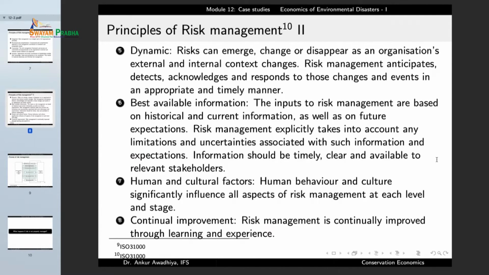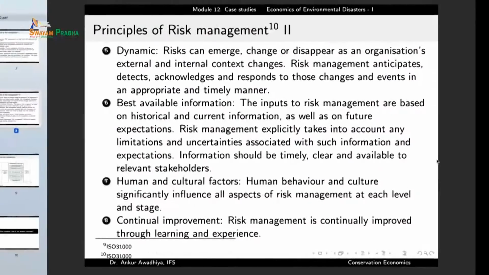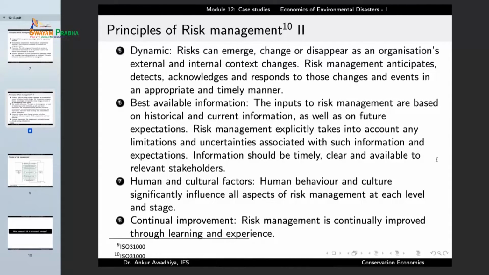So if the equipment becomes old, you'll have to make changes to your risk management strategy. If the town expands and comes to your back door, you'll have to make changes to the risk management strategy. Then risk management should always incorporate the best available information. The inputs to risk management are based on historical and current information as well as on future expectations.